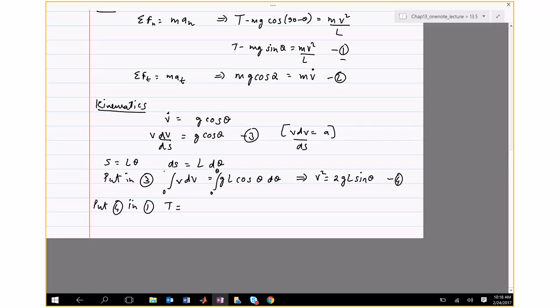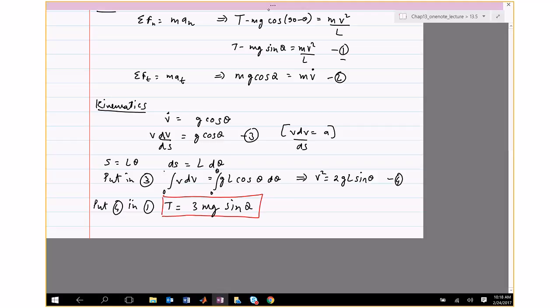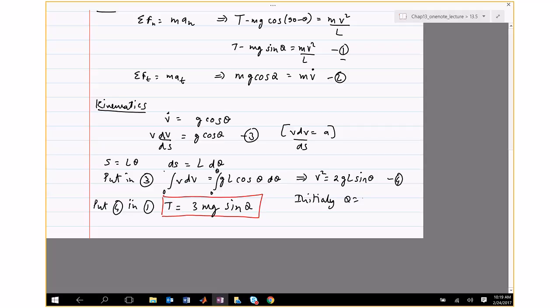T equals 3mg sine theta. Okay, so that's the tension when the bob is at an angle theta. When the bob is horizontal, theta is equal to 0, and so the tension is going to be 0. You also asked to find the tension when theta is 0, so T equals 0.